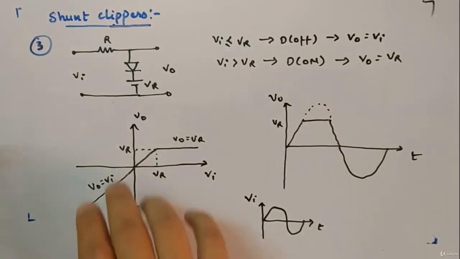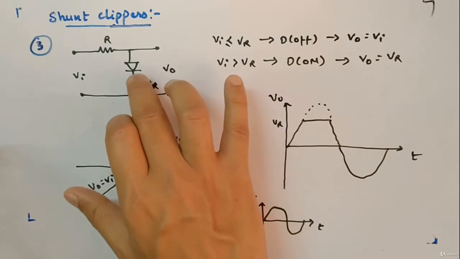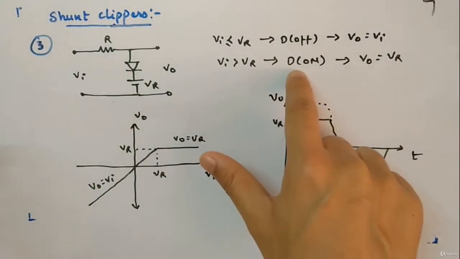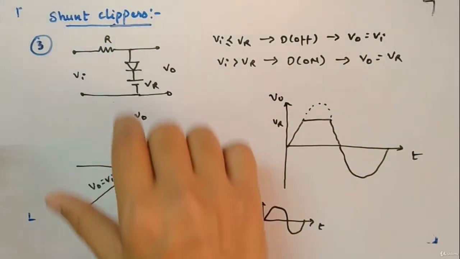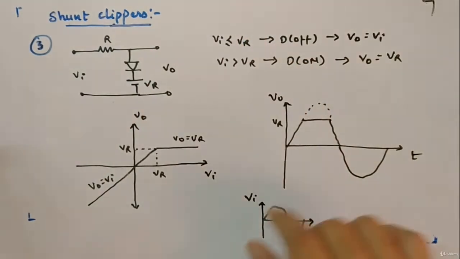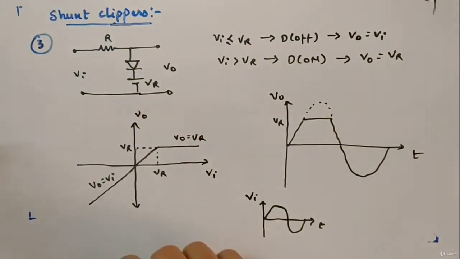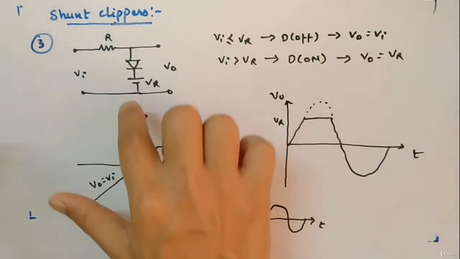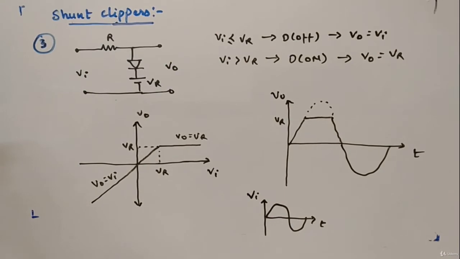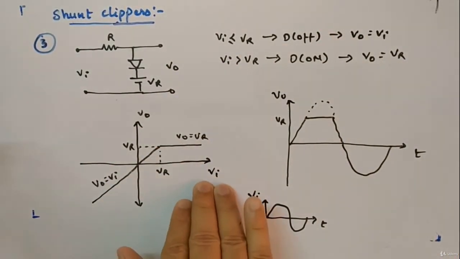Okay, and when Vi is greater than VR, this voltage is greater than this voltage, P voltage is greater than N voltage, then the diode will be on, and if the diode is on, this value will be VR equal to V0. I hope you can see, because it will become a short circuit, and then this point and this point voltage is VR, which will be the same as V0. So that is how the transfer characteristics will look like.